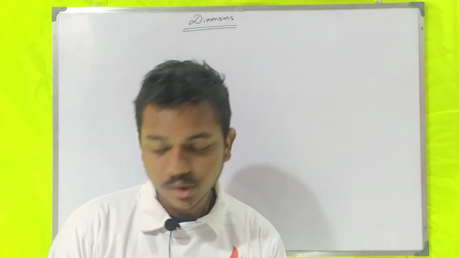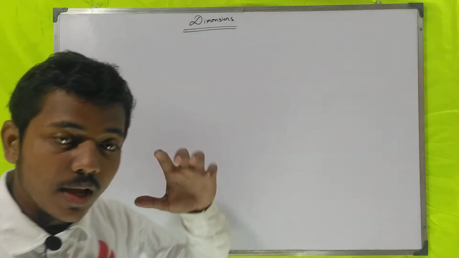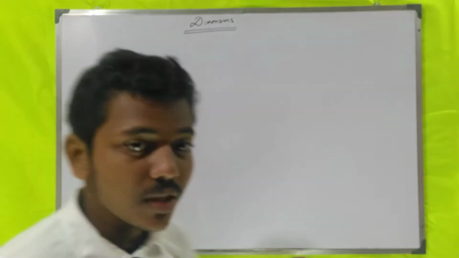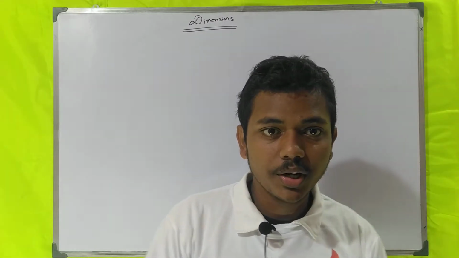So what is a dimension? Dimensions are the powers to which the fundamental units are raised to express the derived unit of a quantity. Which means dimensions are the powers of a physical quantity.